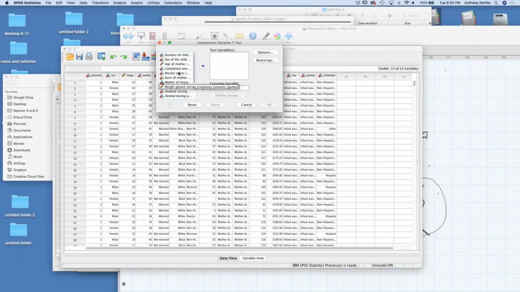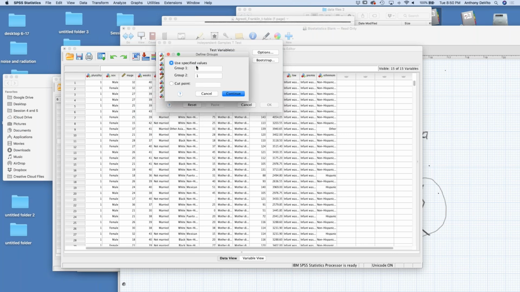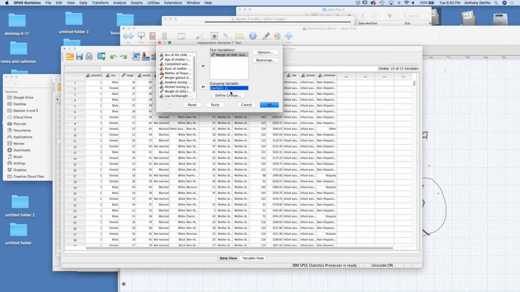So let's see. What I'm interested in for the mean, the test variable, is the weight of the child. I'm going to use ounces. They're a little bit easier to work with, smaller number. And the grouping variable is going to be the marital status of the mother. Here's the mother's marital status. I'm going to move it in here. And I seem to remember that it wasn't 0 and 1. It was 1 and 2, I think. Pretty sure it was 1 and 2. So I'm going to click continue, and I'm going to go ahead and run my t-test.